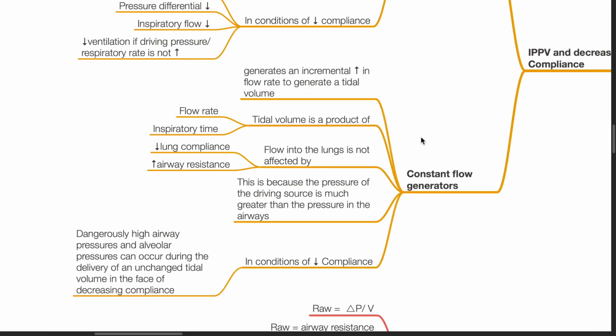Constant flow generators generate an incremental increase in flow rate to generate a tidal volume. Tidal volume is a product of flow rate and inspiratory time. Flow into the lungs is not affected by decreased lung compliance or increased airway resistance because the pressure of the driving source is much greater than the pressure in the airways. In conditions of decreased lung compliance, dangerously high airway pressures and alveolar pressures can occur during the delivery of an unchanged tidal volume in the face of decreasing lung compliance.